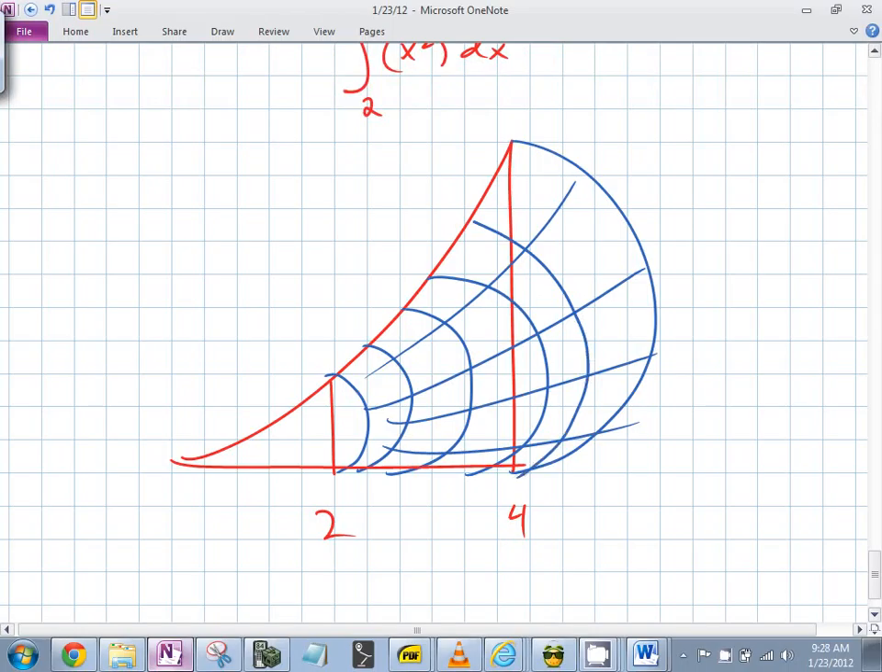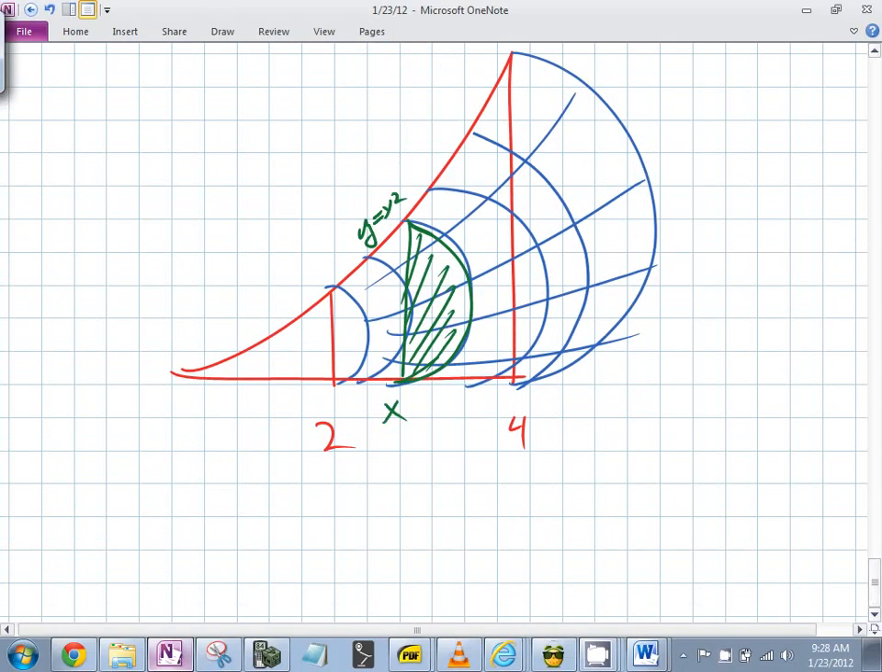So let's say I looked at one slice. I'm looking at this slice right here. And again, this is y equals x squared. If I looked at one slice right here, you need to come up with, if this is x, what's the area of one slice? That's half of a circle, correct? What's the diameter of that circle? The diameter is x squared. So what's the radius? So what's the area of a slice?